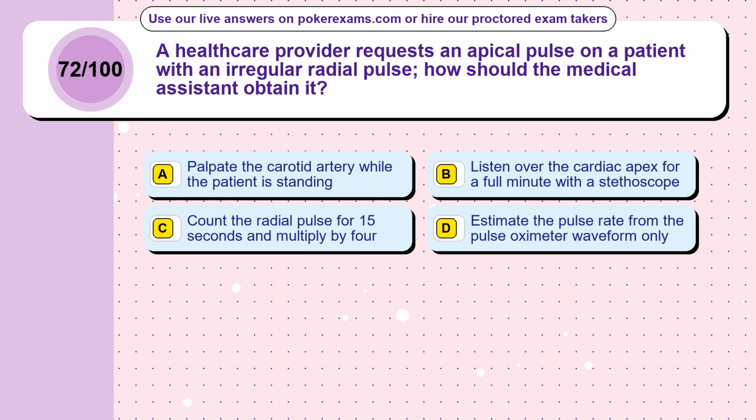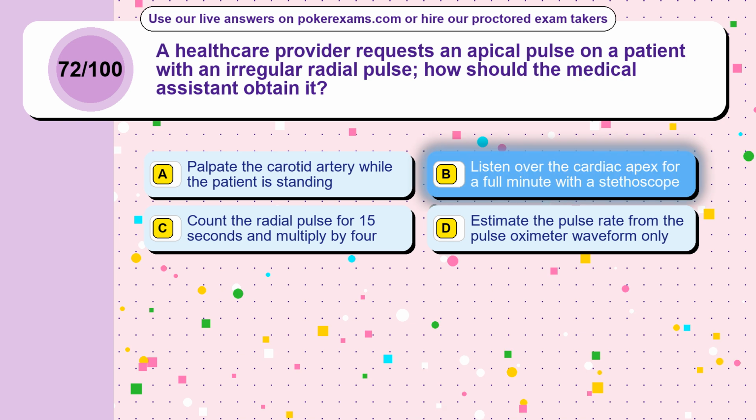Question 72. A healthcare provider requests an apical pulse on a patient with an irregular radial pulse. How should the medical assistant obtain it? Option A. Palpate the carotid artery while the patient is standing. Option B. Listen over the cardiac apex for a full minute with a stethoscope. Option C. Count the radial pulse for 15 seconds and multiply by 4. Option D. Estimate the pulse rate from the pulse oximeter waveform only.